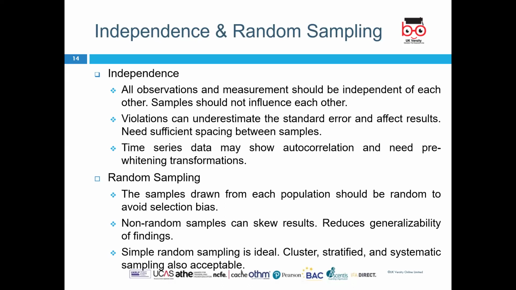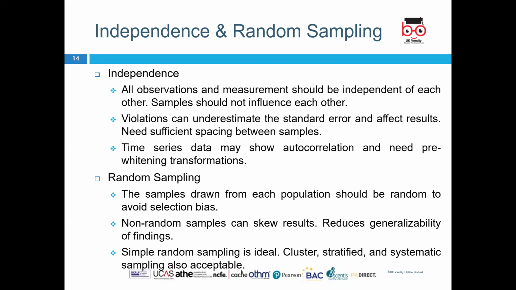The next assumption is independence and random sampling. With respect to independence, all observations and measurements should be independent of each other. The samples should not influence each other. Any violations in independence can underestimate the standard error and impact the results. Therefore, there should be sufficient spacing between the samples. Time series data may show autocorrelation and need pre-whitening transformation. Accordingly, the data should be transformed to meet the independence assumption.